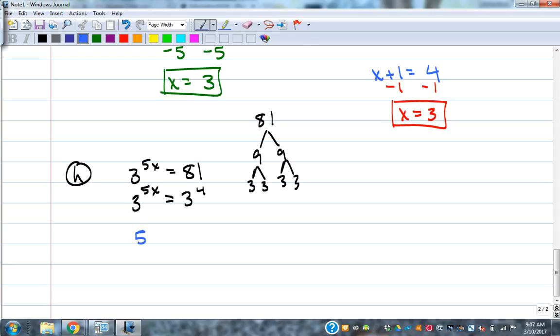So I'd say that's 5x is equal to 4. So what does x equal? 4/5.